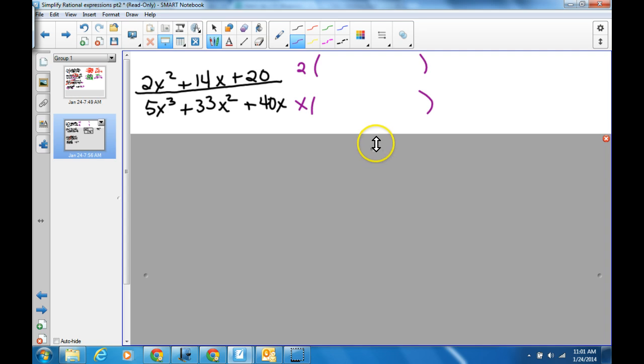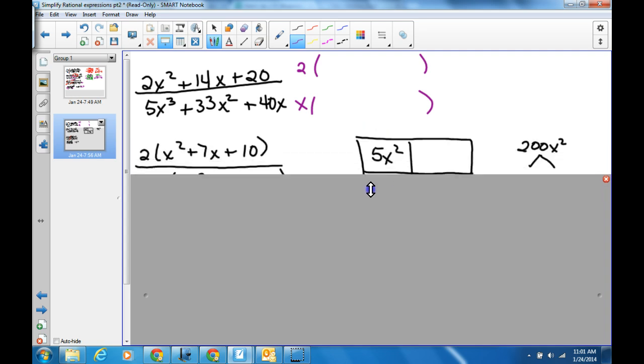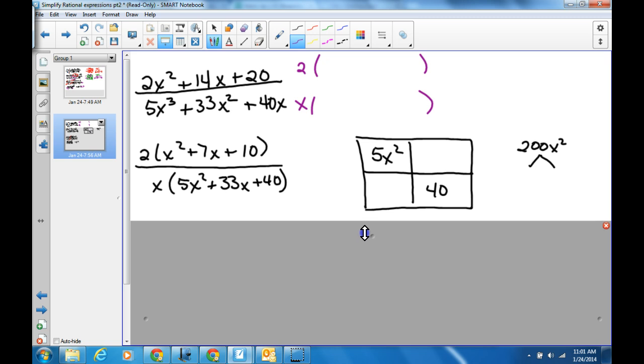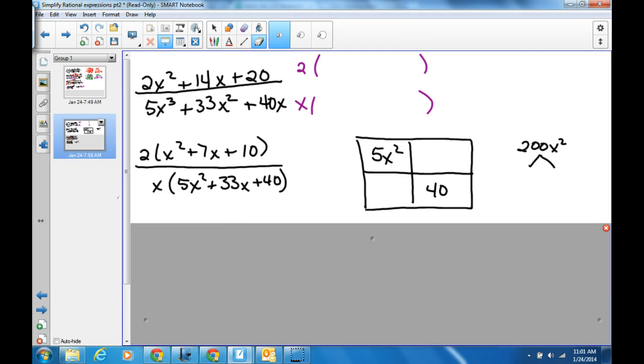All right, so I gave you a moment. Let's look and see if you got the same thing I did. Over here, I have 2 times the quantity x squared plus 7x plus 10, and x times the quantity 5x squared plus 33x plus 40. Okay. Now, we need to break this down further. That means I need to do a box method for both the bottom, the denominator, and the top. I didn't write this out over here, but I will.